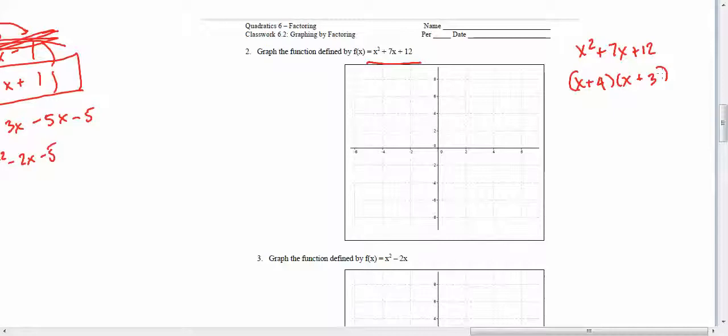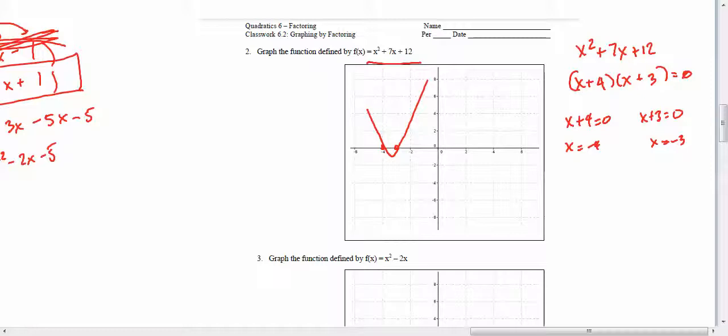Perfect. Okay. If I set this equal to 0, then what is x equal to? Well, x plus 4 is equal to 0, or x plus 3 equals 0, right? x equals negative 4, x equals negative 3. This tells me that the zeros of my parabola are at negative 4 and negative 3. Do you see that? So my parabola is going to look like this.